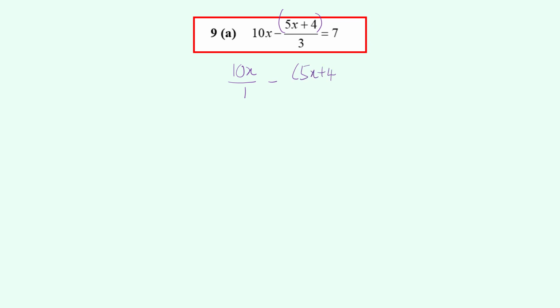Because 10x divided by 1 will just still give you 10x. No change. And I'm going to write 7 as 7 over 1. So write this, the lowest common multiple for all these 3 numbers, 1, 3, 1. Basically the LCM for all these 3 numbers will just be 1 times 3 times 1, which is 3. So just going to multiply by 3 at the denominator, numerator. This one times 1 times 1, this times 3 times 3.